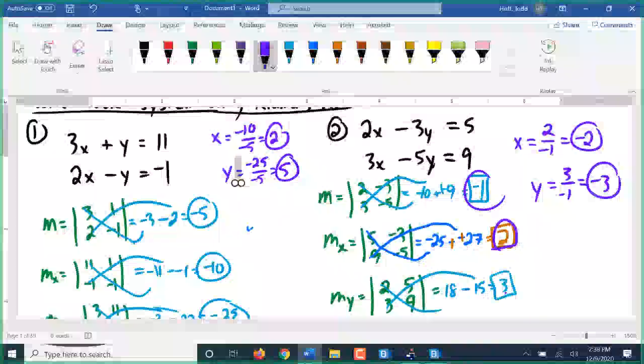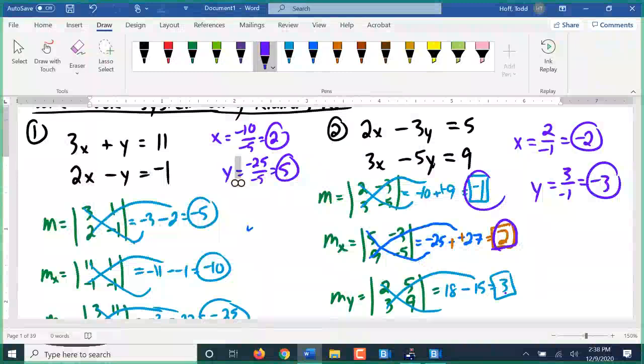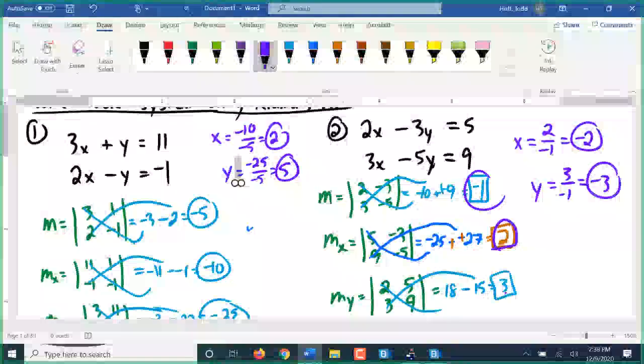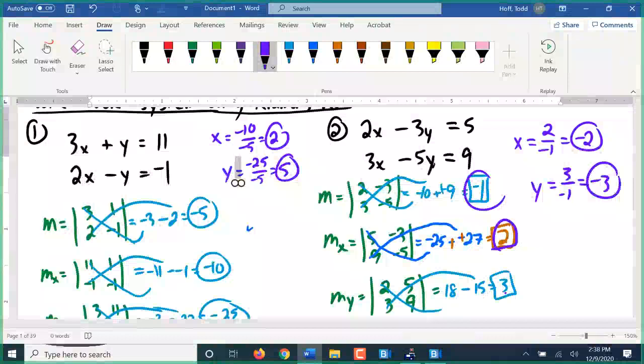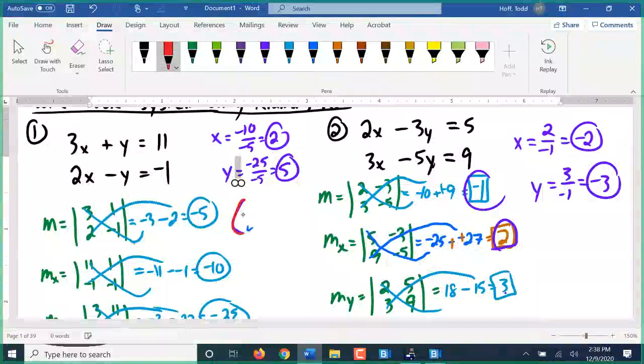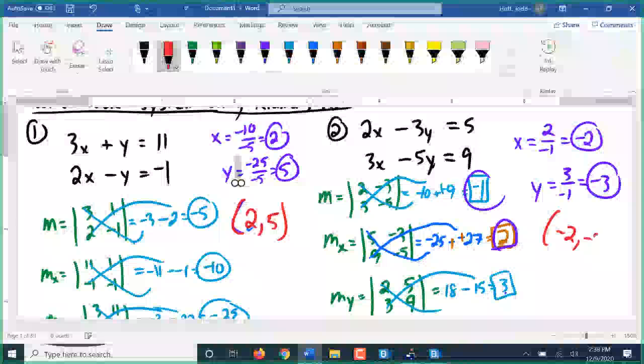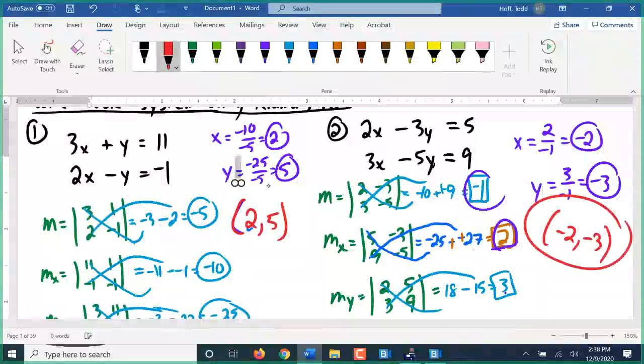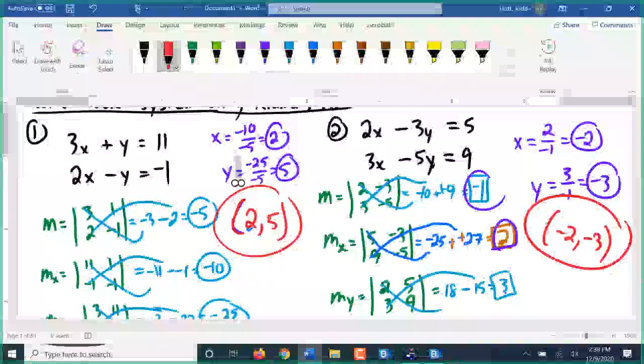So our solutions, and we should list our solutions. On the last quiz, a couple of you didn't, and it really slows me down grading if I've got to look all over for y and x. So we should list them as an ordered pair, 2, 5, and of course this would be -2, -3. Because technically that ordered pair is the solution, rather than each of the individual values.